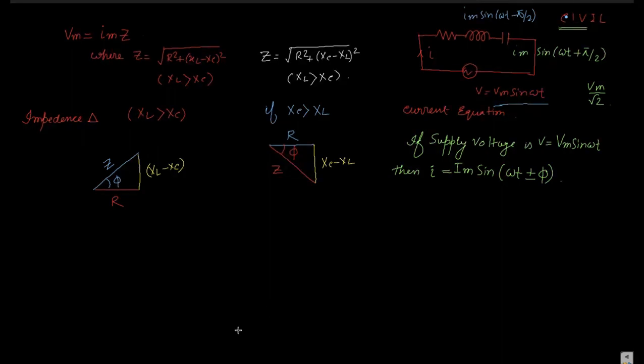If the inductive part is dominating, the current is 90 degrees out of phase, and the equation for the current will be Im sin(omega t minus phi).